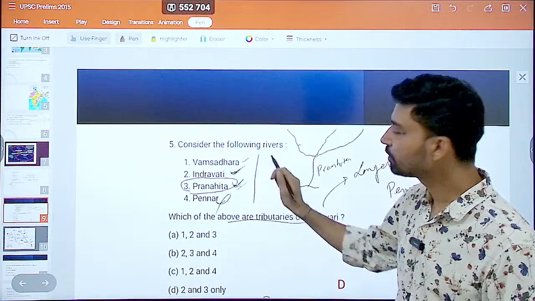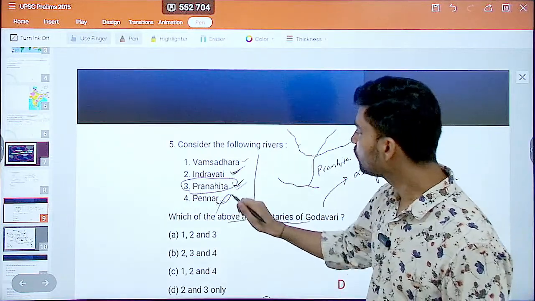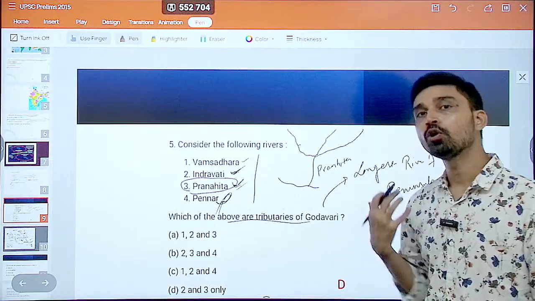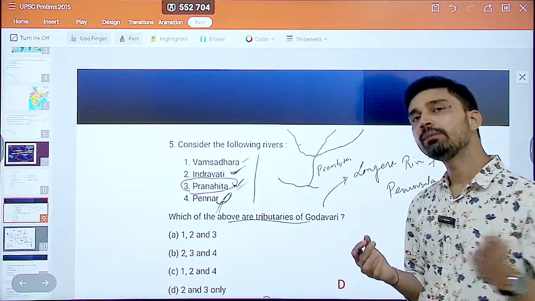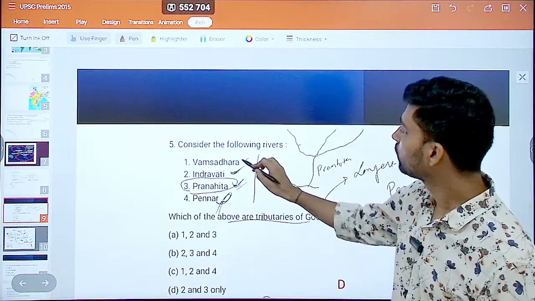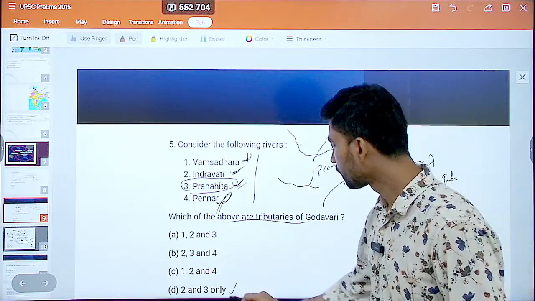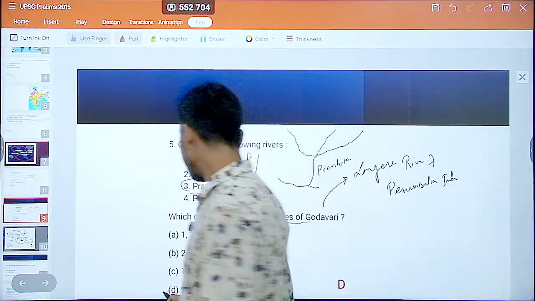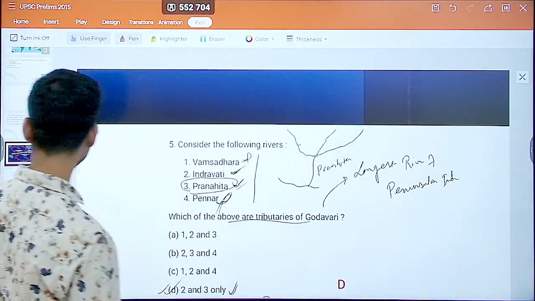Pranhita also we discussed is a tributary of Godavari river. Pennar is not a tributary. Vamsadhara again is an independent river that originates from the eastern Ghat but flows independently toward the state of Odisha. So that is not the correct option. That means from this information, 2 and 3 is the only correct option. That means for this question, D is the correct option.